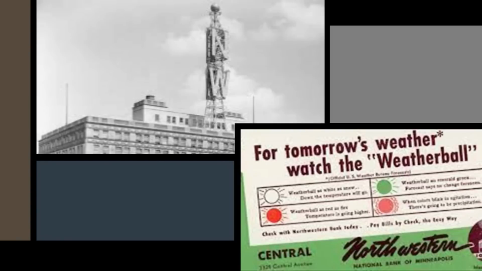Minneapolis's famous weather ball sat on top of the Northwestern National Bank building, which predicted the weather based on the color it was displaying, and was also destroyed in the fire.